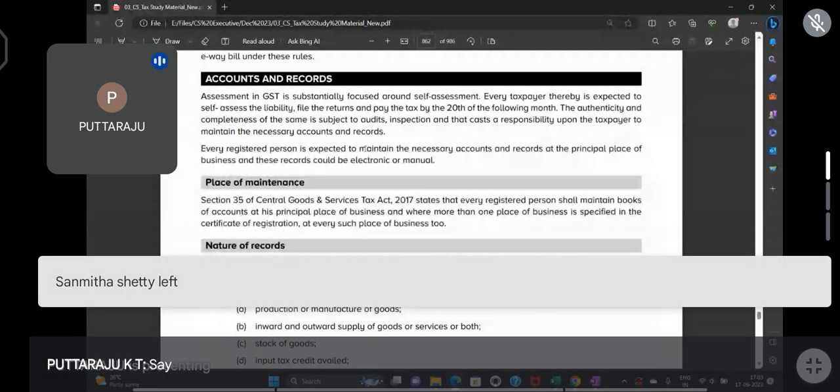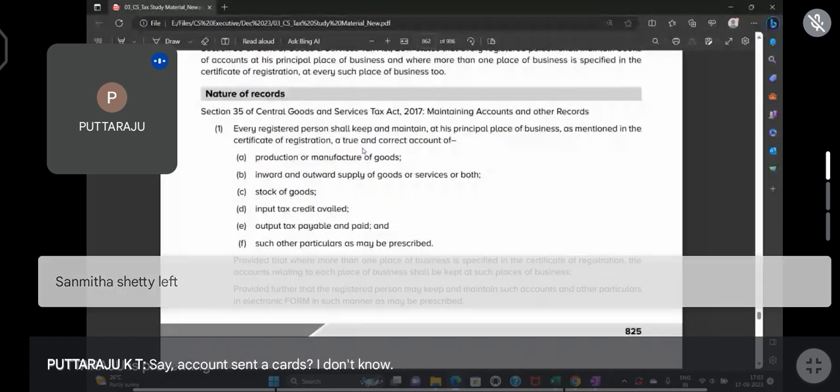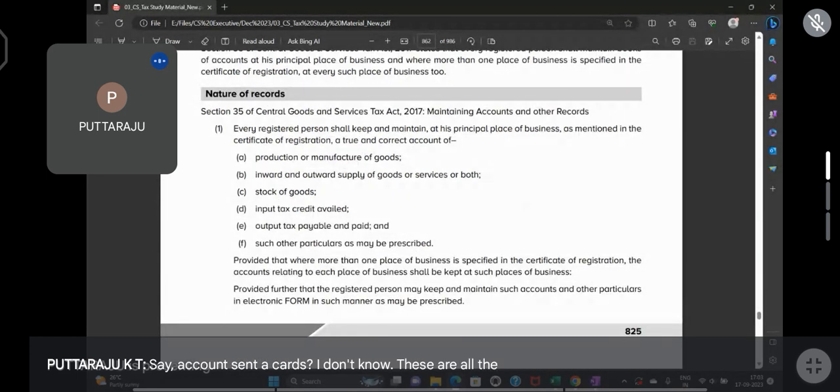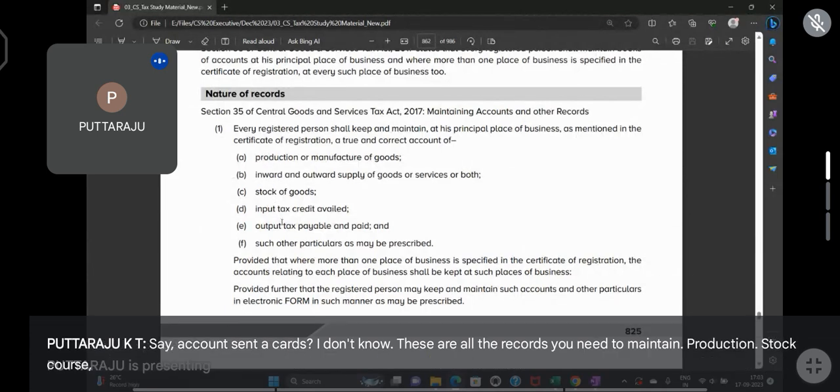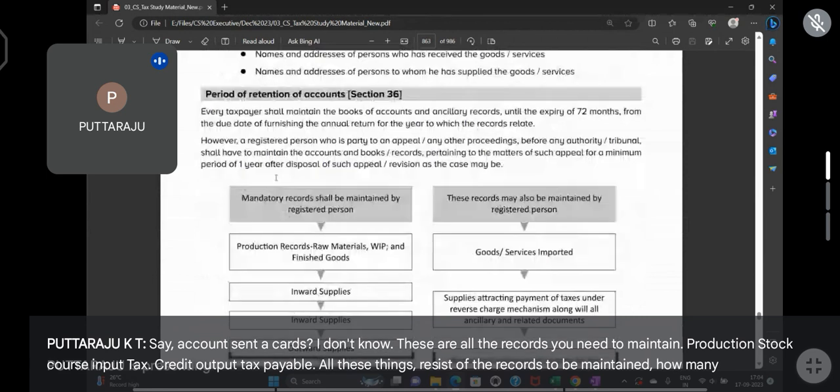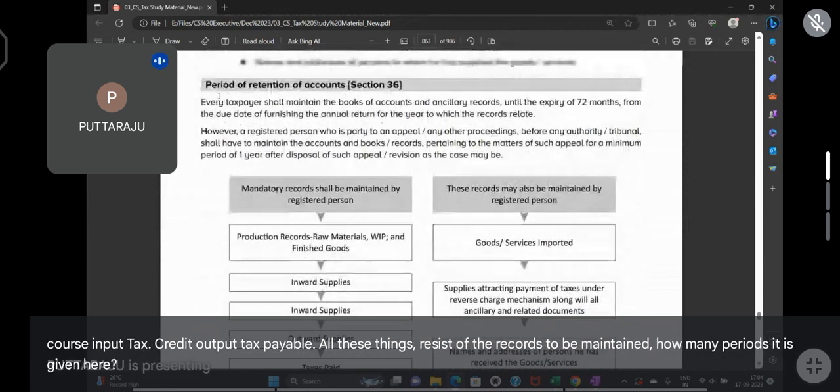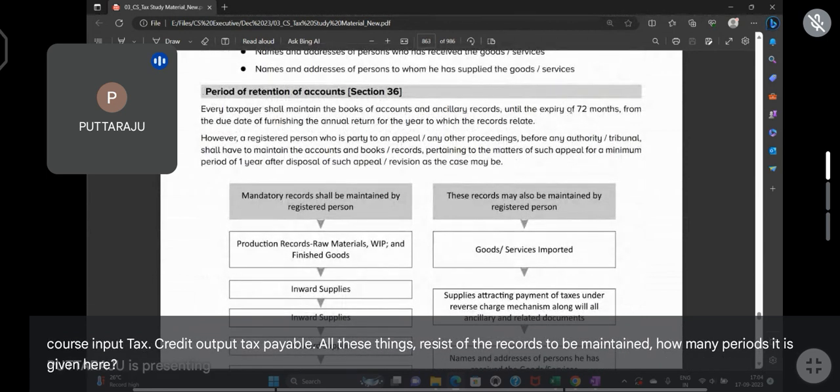Say accounts and records. I told, no. These are all the records you need to maintain. Production, stock, goods, input tax credit, output tax payable, all these things are the records to be maintained. How many periods? It is given here. 72 months. I told, no. If it has gone to revision, 1 year after the disposal of such revision.